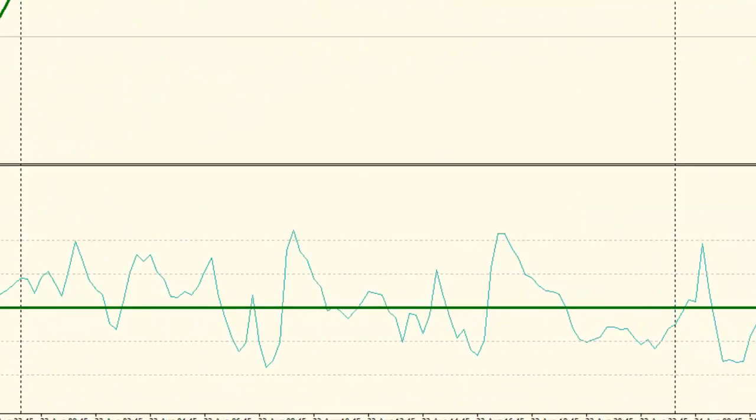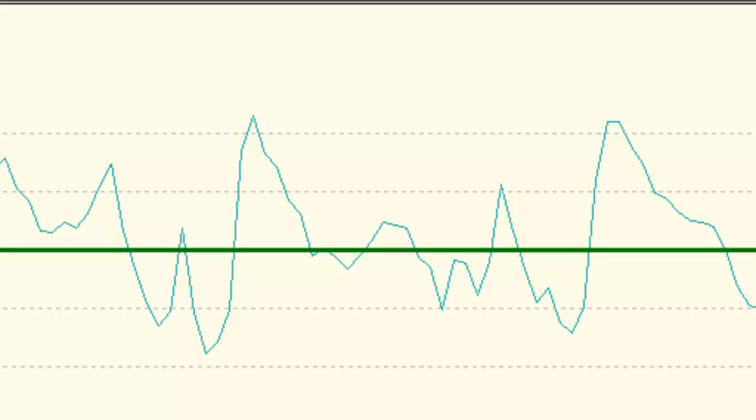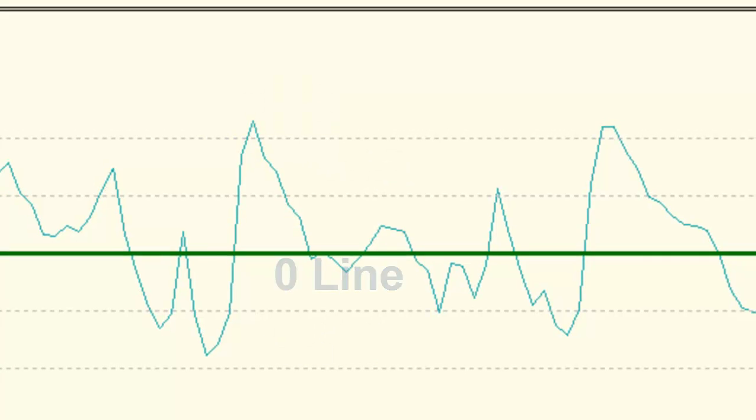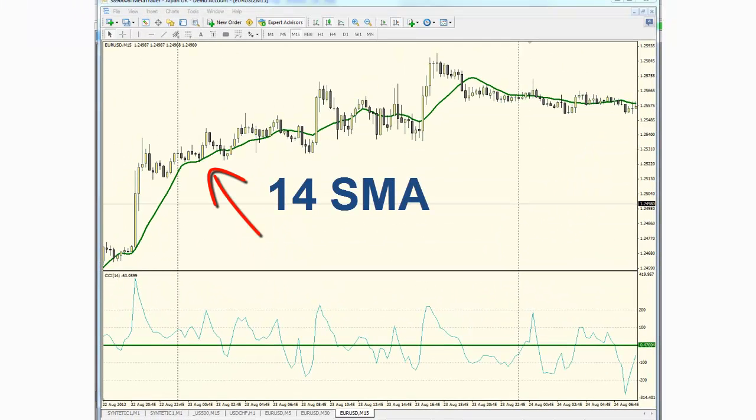The distance from the simple moving average is measured in standard deviations, which are represented by the 100 lines and 200 lines on the oscillator graph. The 0 line represents the simple moving average, in this case the 14 period.